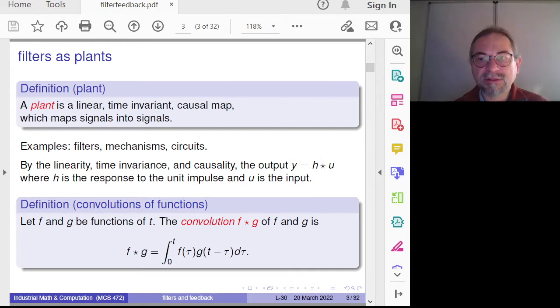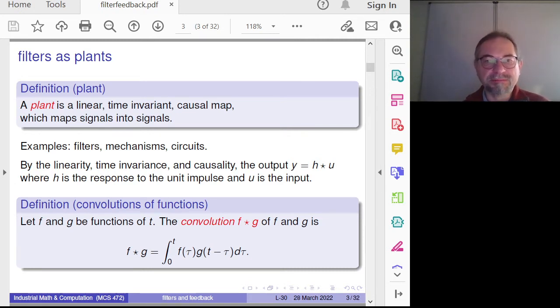what are we looking at? We are looking at filters, but in a more general way, we're looking at also mechanisms and circuits. So we use the more general term a plant. One could also use process, but plant is the term that is used. So we consider linear, time invariant, and causal maps. And a plant maps one input signal into an output signal.